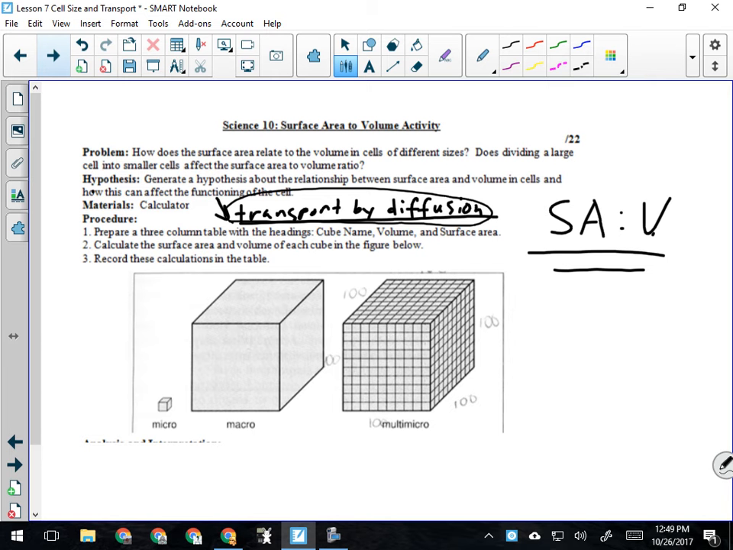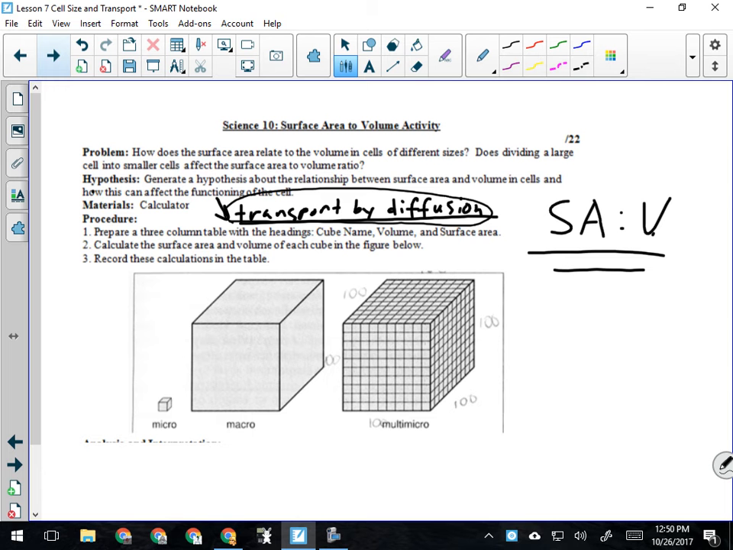What we're doing in this lab is we're looking at imaginary organisms. We're going to represent organisms with these 3 cubes. We're going to have micro, which is a little cube or a single cell that's very small. Macro, which is a single-celled organism that's very, very big. And multi-micro, which is what kind of organism? Multicellular organism. So that's what we're comparing. We're comparing these 3 things.